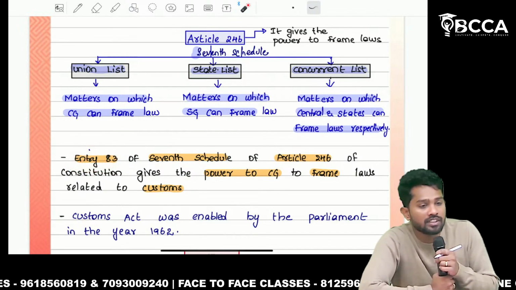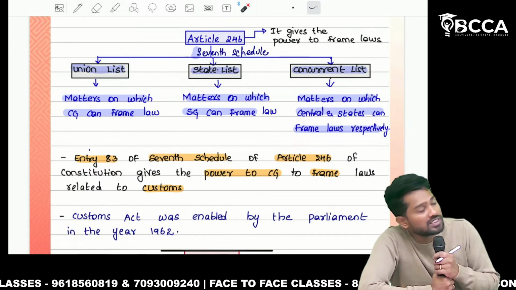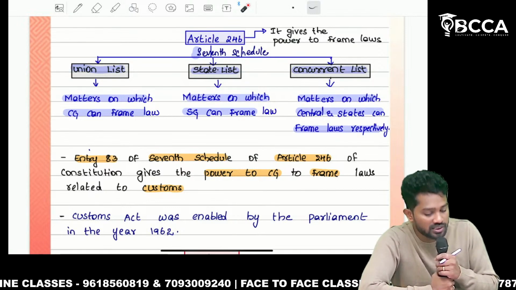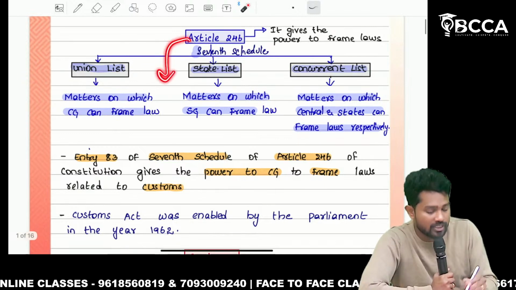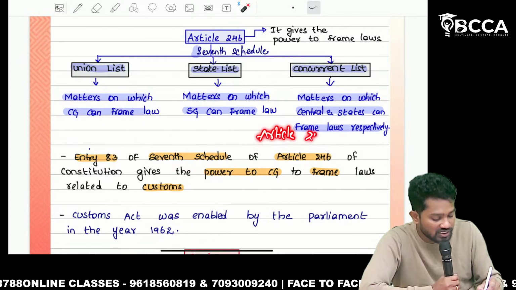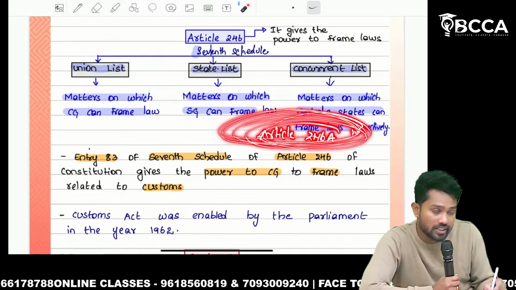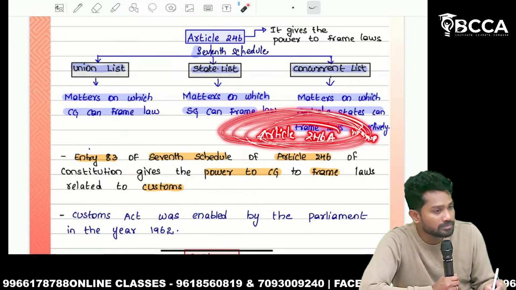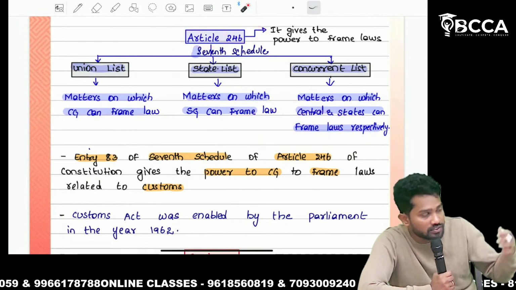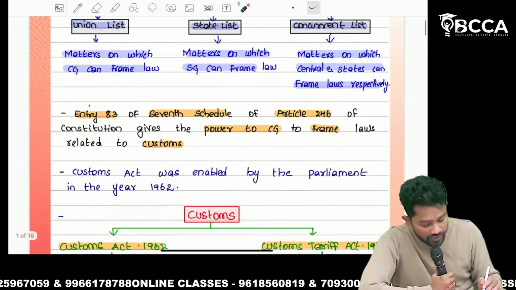Now you might have a question, sir, I don't remember any entry number for GST. Why is there no entry number for GST? Please clearly understand. GST is not introduced through Article 246. For the introduction of GST, a new article is given, Article 246A, which is specifically for GST. Under Article 246A, only GST related matters will be there. So why would there be an entry number? Article 246A is separately for GST, whereas 246 is for different matters. So that's why customs entry number is entry 83.